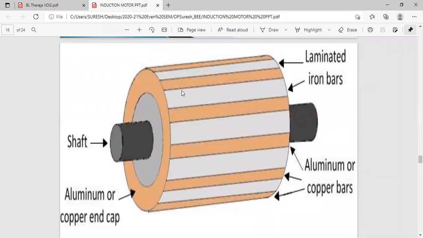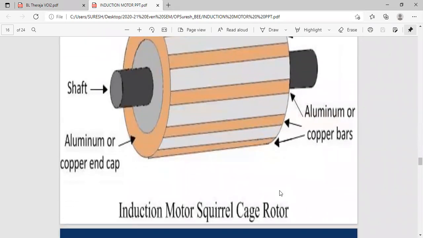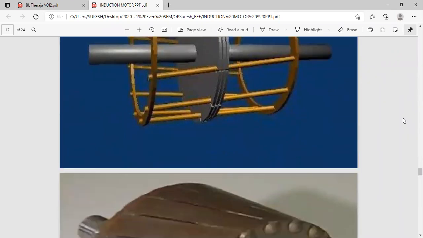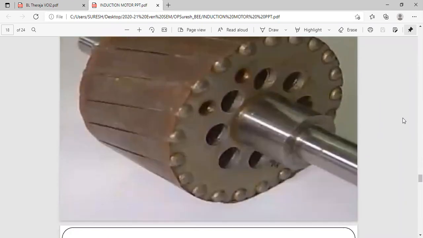These are the laminated iron bars. In each slot, one copper rod is placed. This is the cylindrical one, the squirrel cage cylindrical rotor. And the end points are short circuited. We can't add external resistance in the induction motor squirrel cage rotor. So all these diagrams, no need to draw in the exam. This is the rotor.